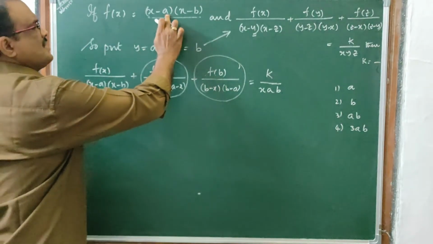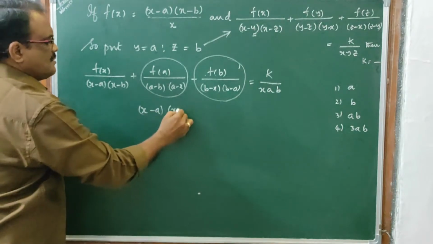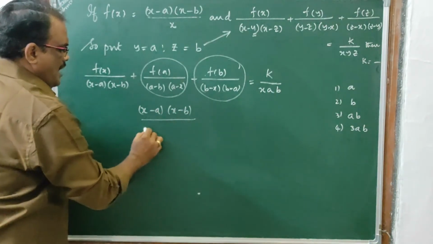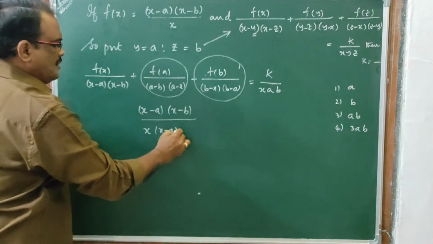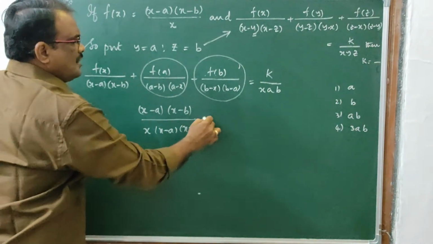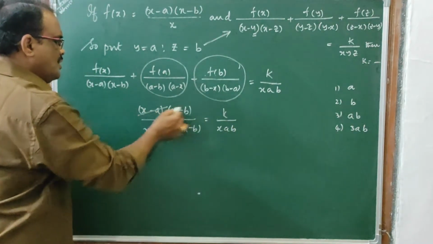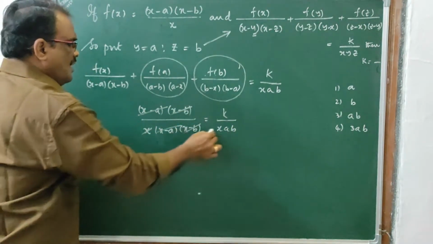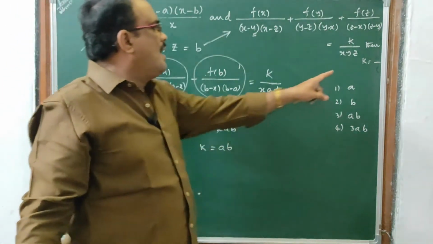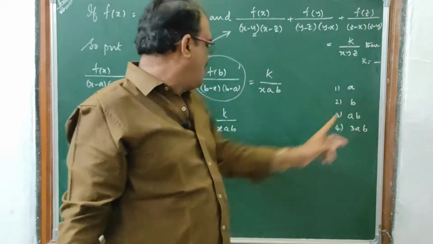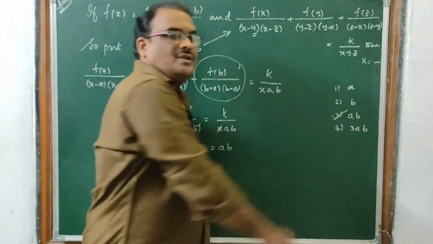What is f of x? Actually we are having (x minus a)(x minus b) by x into (x minus a)(x minus b), that is equal to k by x a b. So these two terms get cancelled, x gets cancelled, k is equal to ab. We are required to find what is k. So k is equal to ab, that is the third choice.